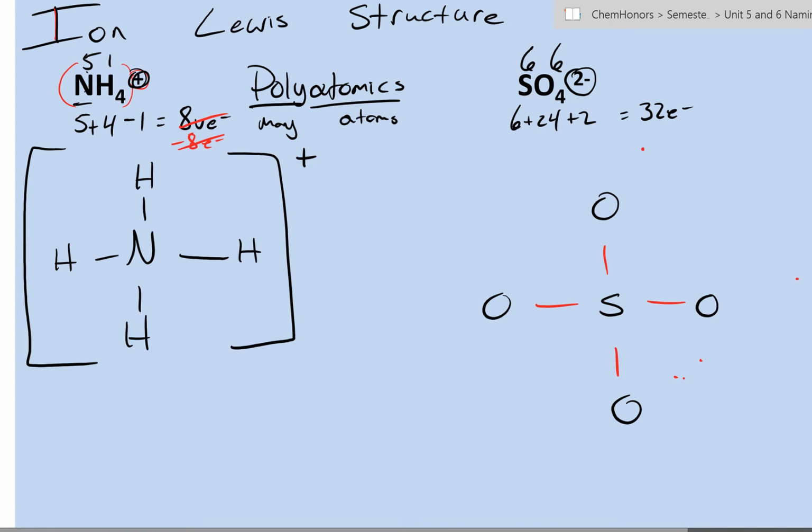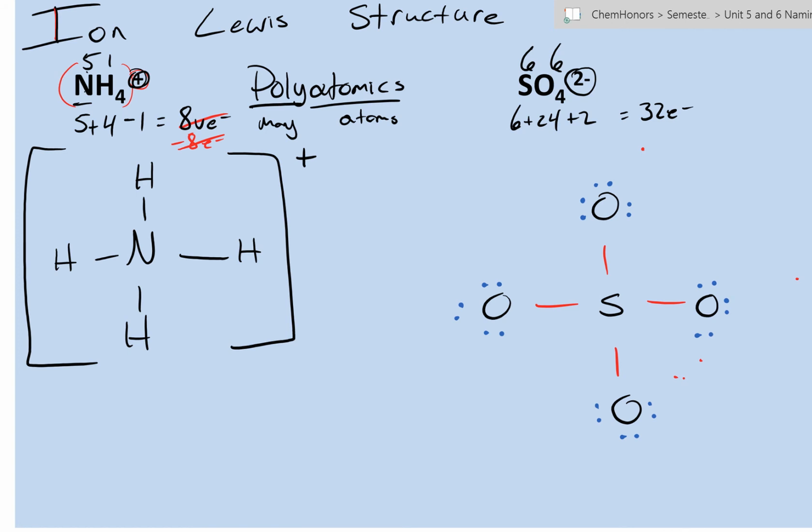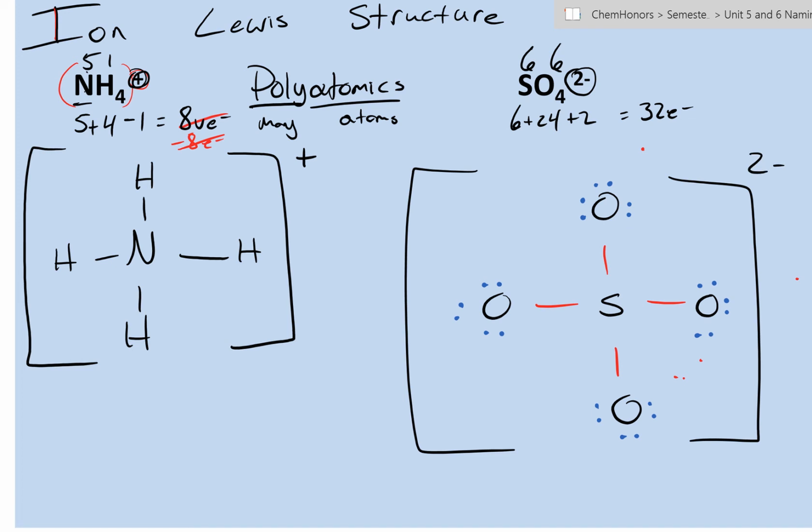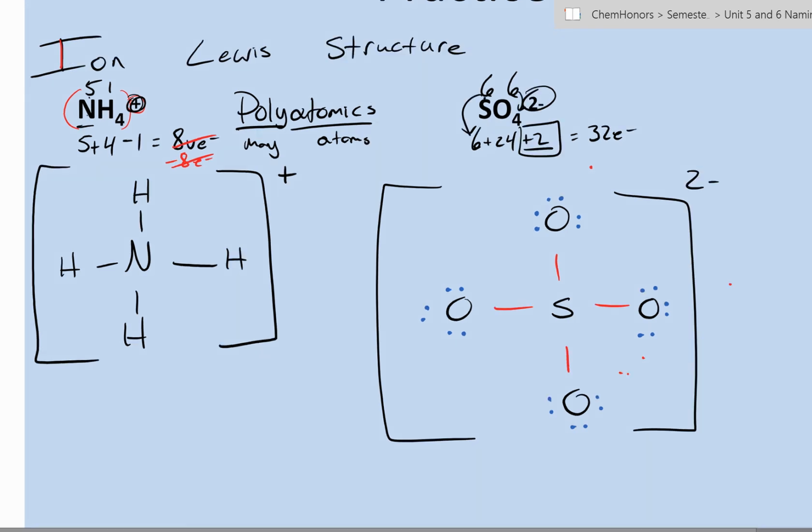So we've used up 8 electrons. So 10, 12, 14, 16, 18, 20, 22, 24, 26, 28, 30, 32. That's all of our electrons. We've used them all up. We put our brackets around it and put a 2 negative out here, and we are done. That's all it is for polyatomic Lewis structures.